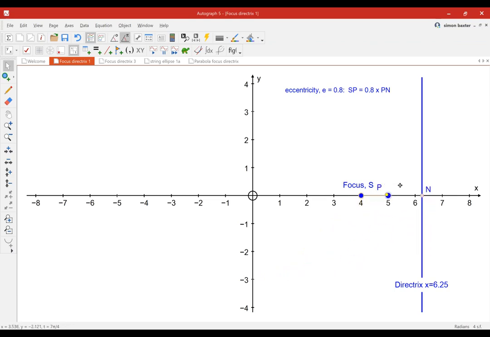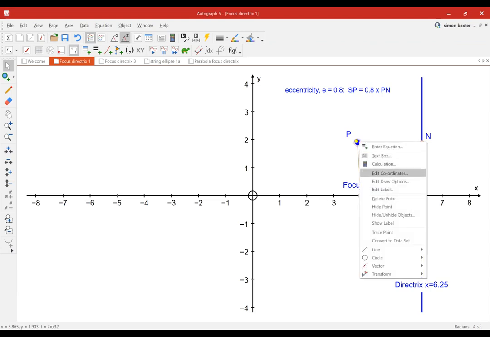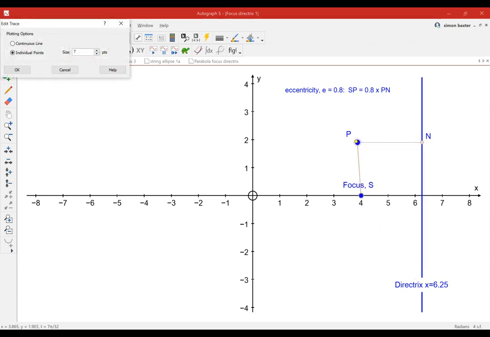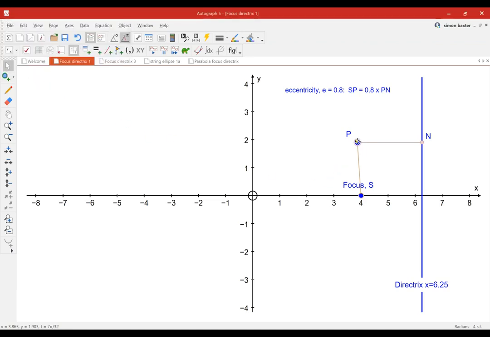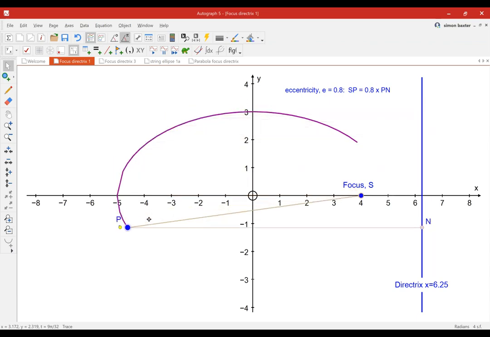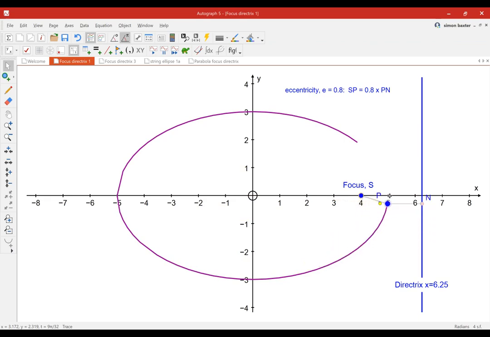Well, I think you can see what we're looking at now. We're looking at something which looks as though it might be an ellipse. Let's put a trace on that and have a look at it. I'm moving P again. There it goes. And we have an ellipse.